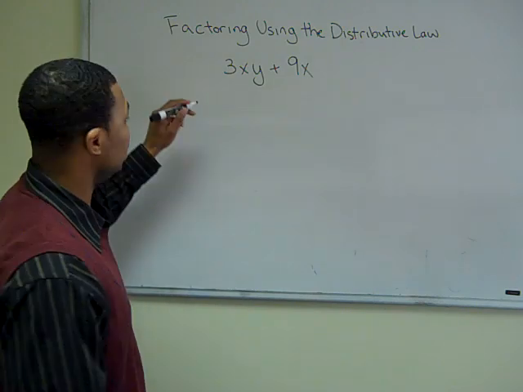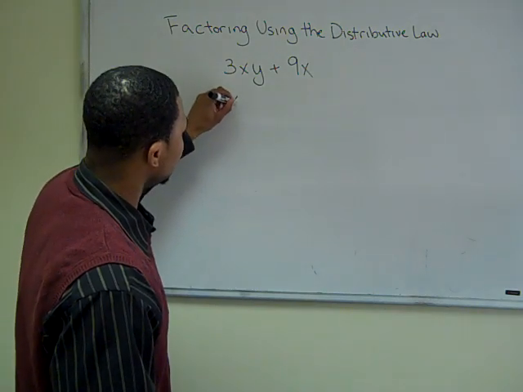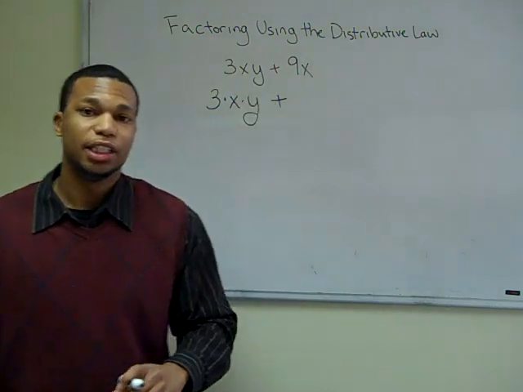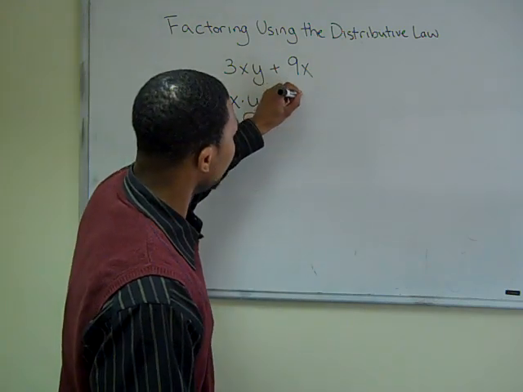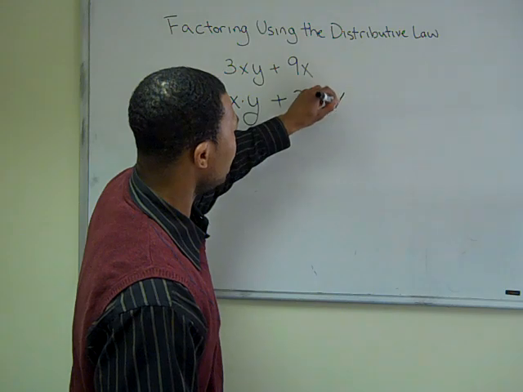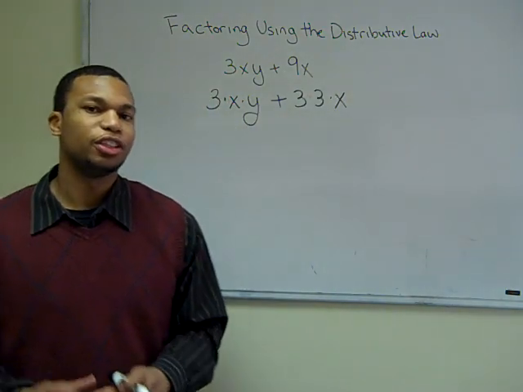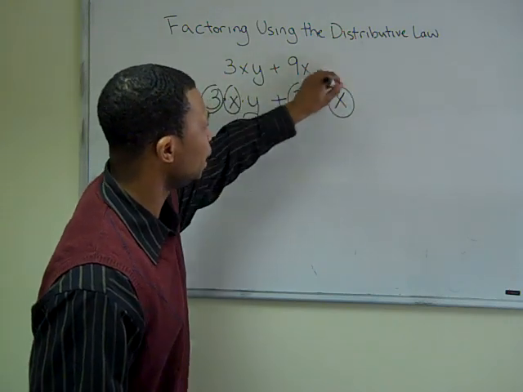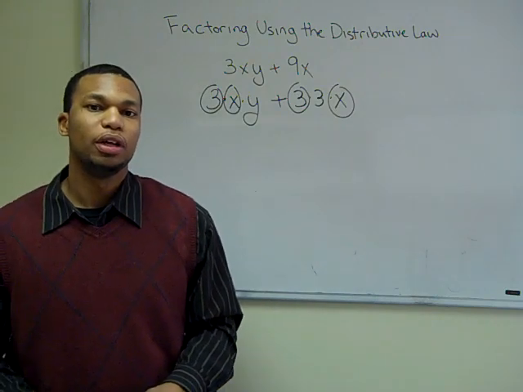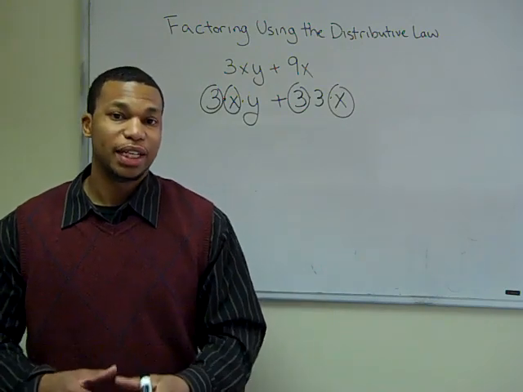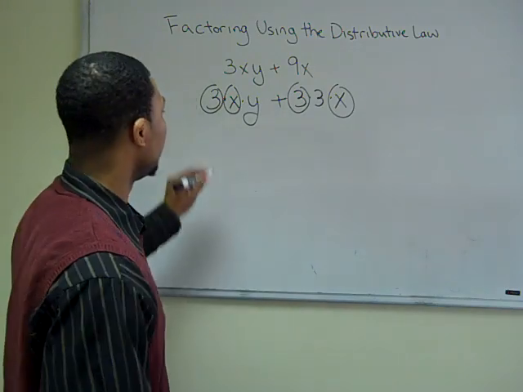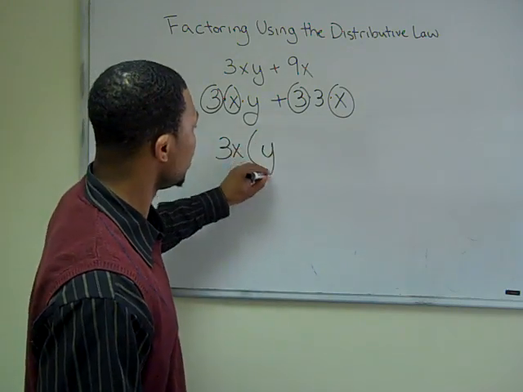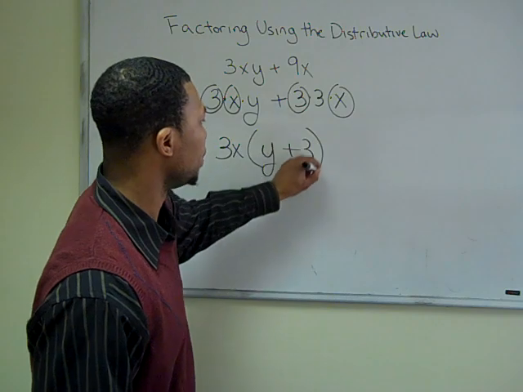So 3xy is the same thing as saying 3 times x times y plus 9x, and 9 in its prime form is 3 times 3. So we'll say 3 times 3 times x. Now if you notice in both of the terms, they at least both have a 3 and an x. So we'll circle 3 and x. Therefore, we can group y and 3 together by saying they are both being multiplied by 3 and x. So we have 3x times the quantity of y plus 3.